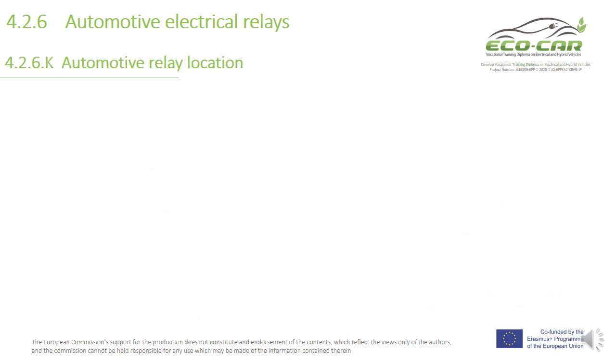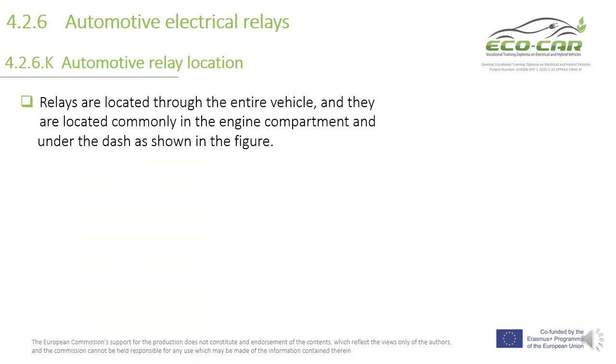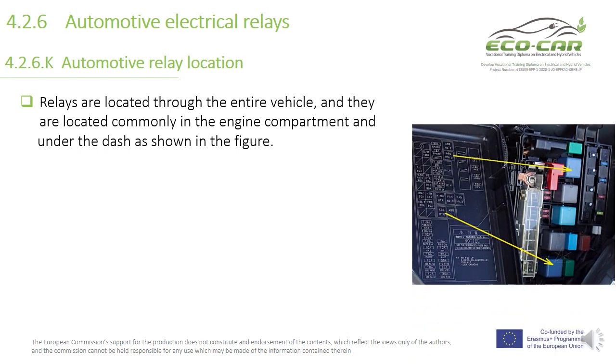This is the last slide about automotive electrical relays, where we can find the relays in the vehicles. Relays are located throughout the entire vehicle, and they are commonly located in the engine compartment and under the dash, as shown in the figure. This is the figure where we can find the relays. We have here many relays, as you see in the fuse box, and relays in the vehicles. These are the relays, and these are the fuses.